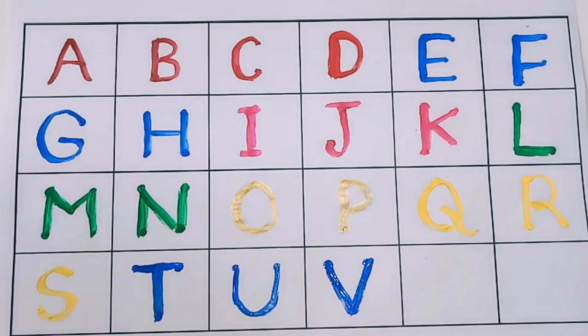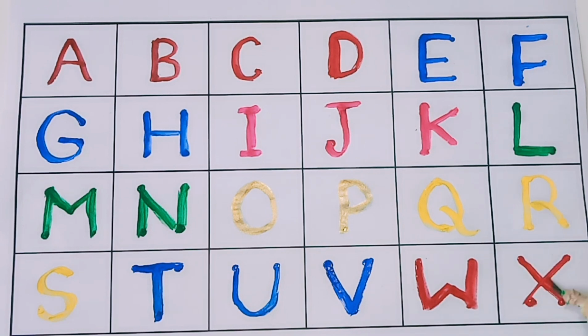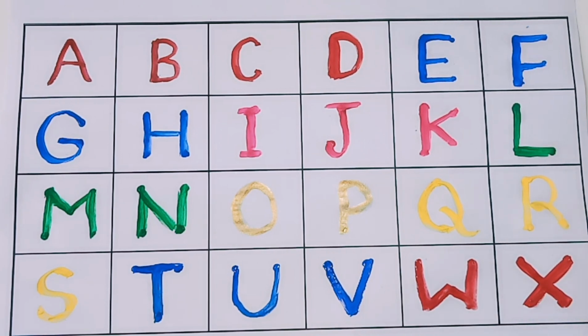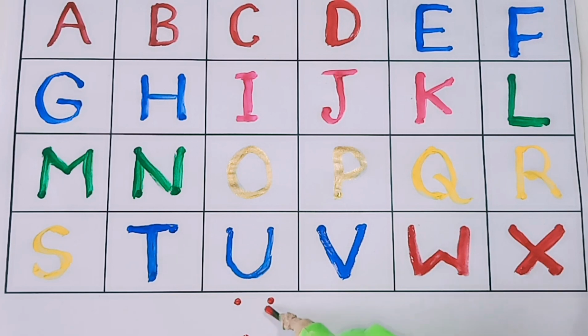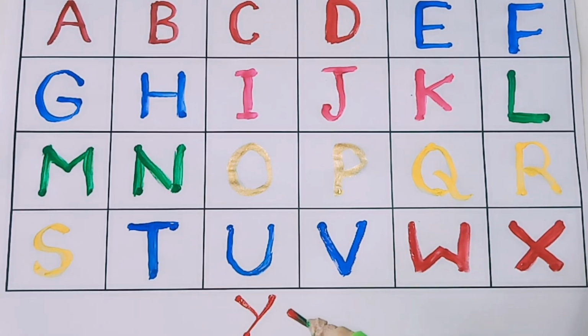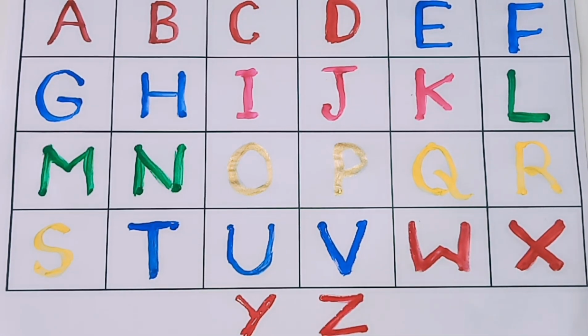V for wallet. V for van भी होता है। W for watermelon. X for X-Max tree. Y for yo-yo. Y for xylophone भी होता है। Z for zebra.